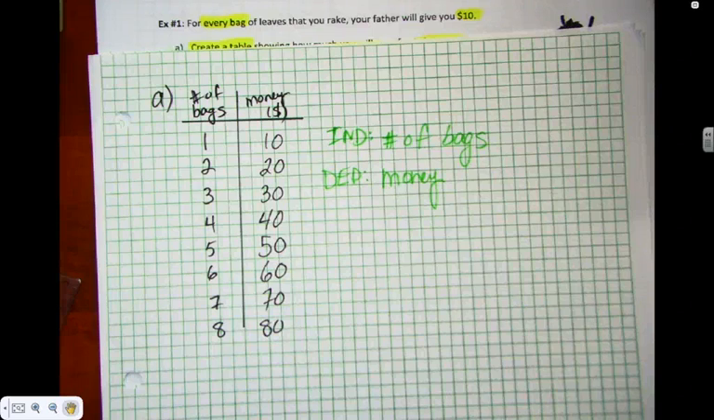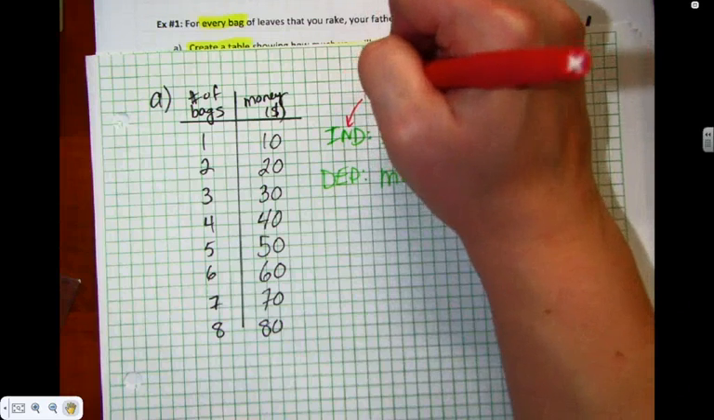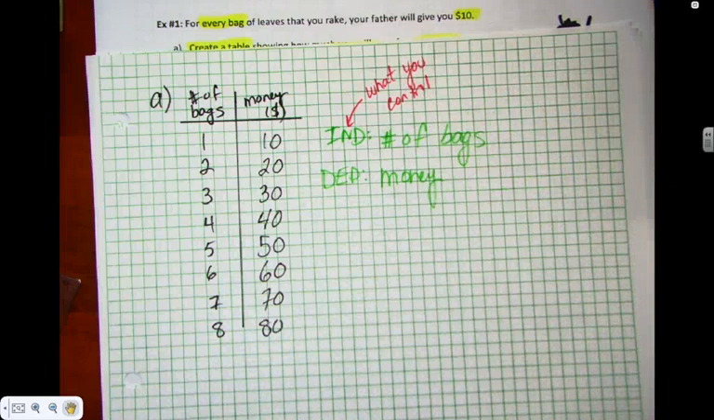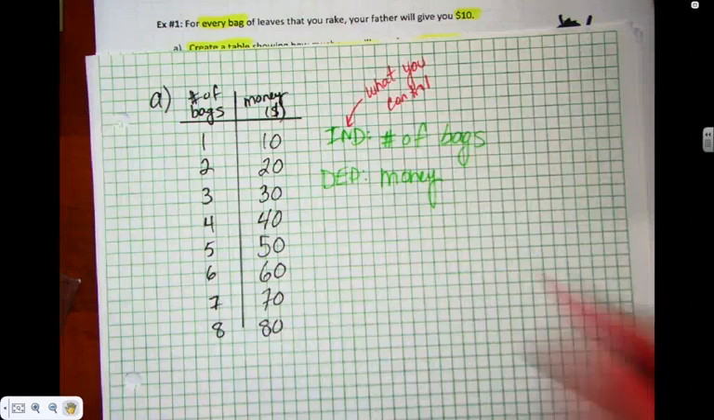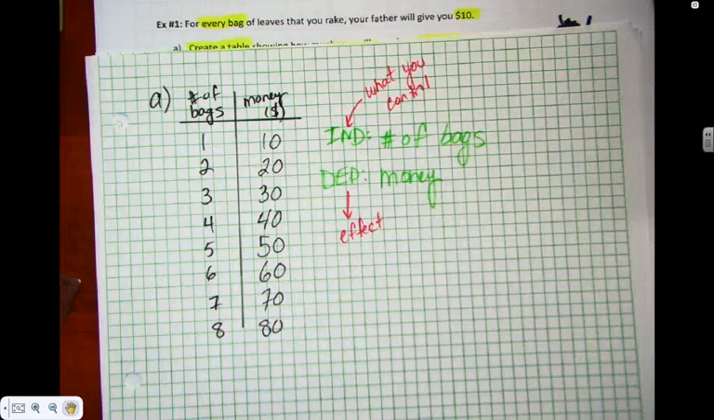I'm using my red pen just to make some notes about that. The independent variable is what you control. The dependent is what we call the effect of that variable. So because you raked, what happens? You get money. If your dad just gives you money for no reason, is that going to make you go out and want to rake leaves? No, right? Because it doesn't have that kind of effect. So it's the effect of raking the leaves.